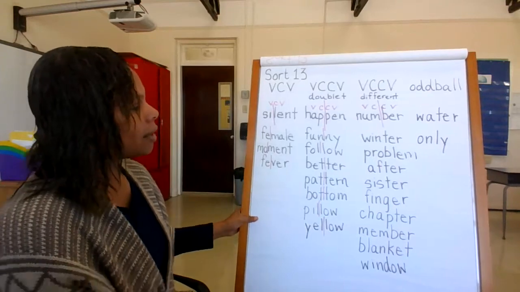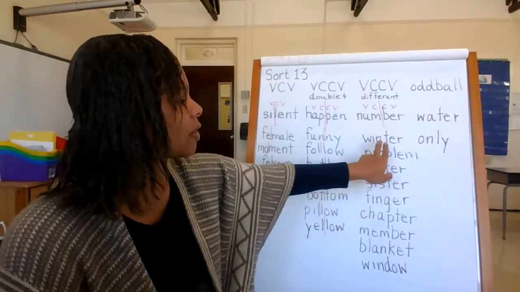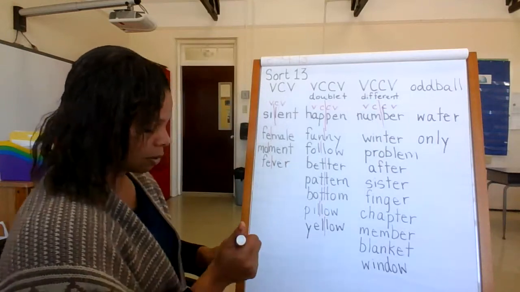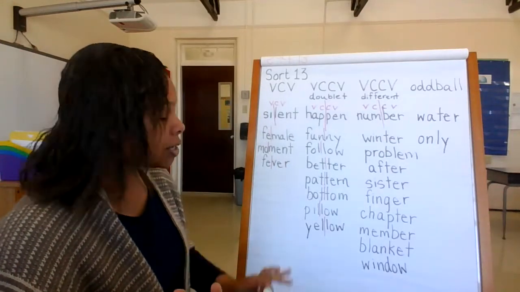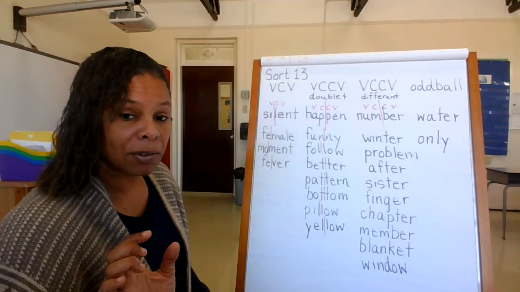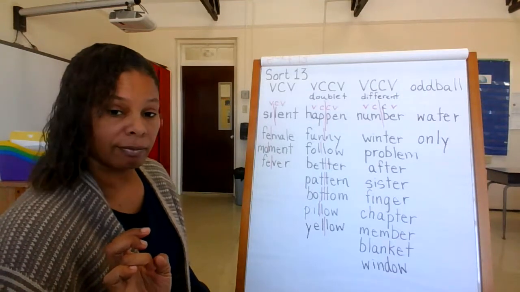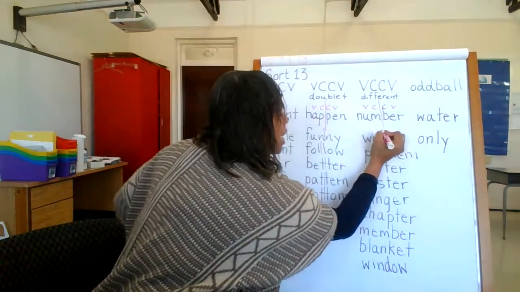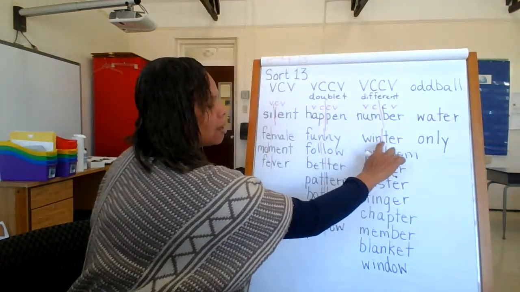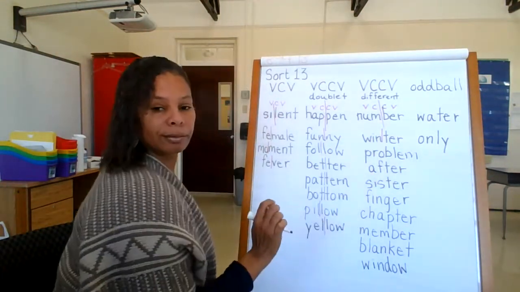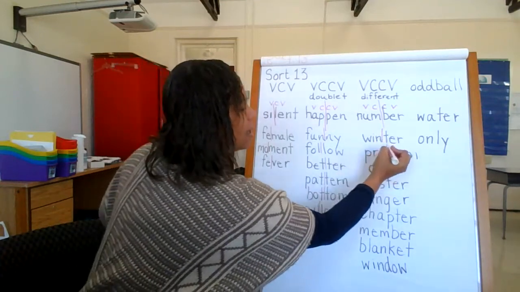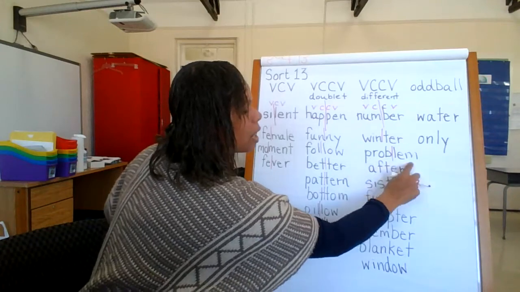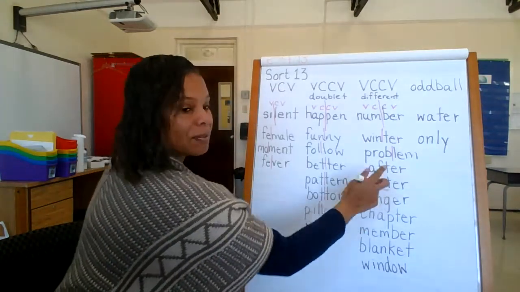All right, VCCV different. We find the two consonants and we're going to split in between the consonants. Okay, so do you want to put me on pause and you can see if you can do it before I do it and then see if you're correct? All right, here I go. In between the N and the T. Winter, winter. In between the B and the L. Problem, problem.